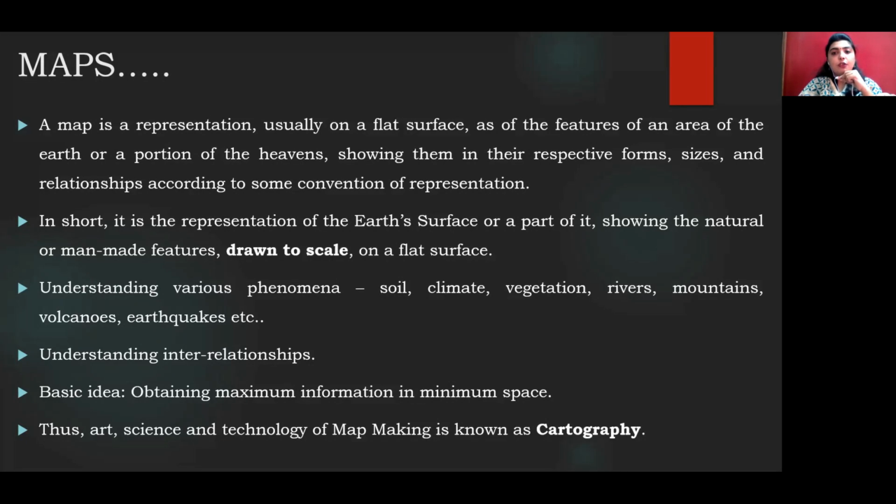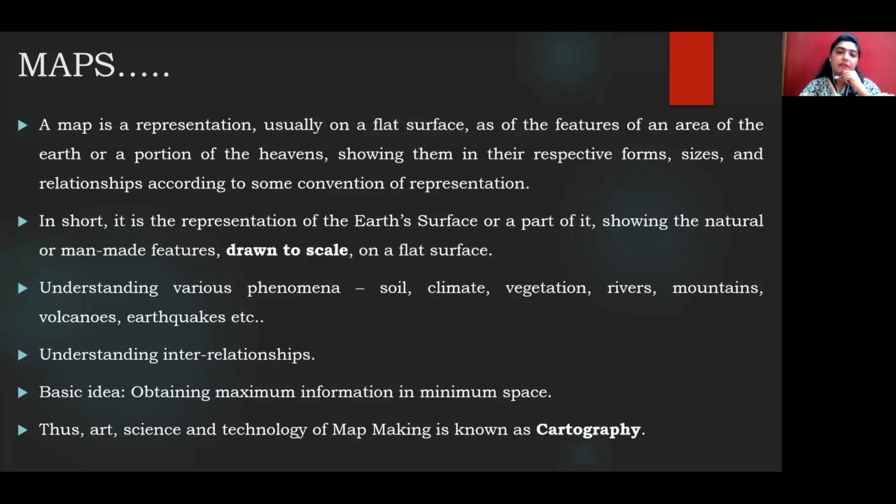Now, when you look at the usage or importance of maps, the basic idea of drawing maps is understanding the interrelationships between the natural and the man-made features, understanding various phenomena like the soil, the climate, the vegetation, the population density, the population distribution, the rivers, the mountains, the volcanoes, the earthquakes, etc. All these are represented on a map, which helps us to easily understand an area without visiting that area.